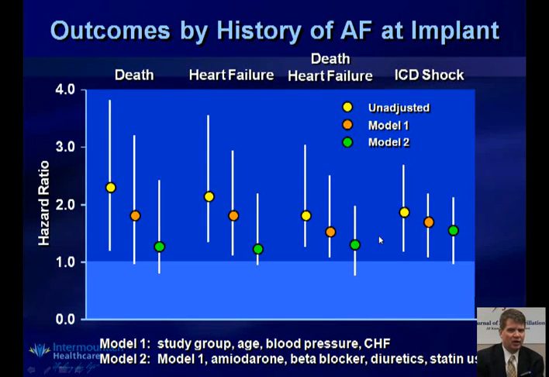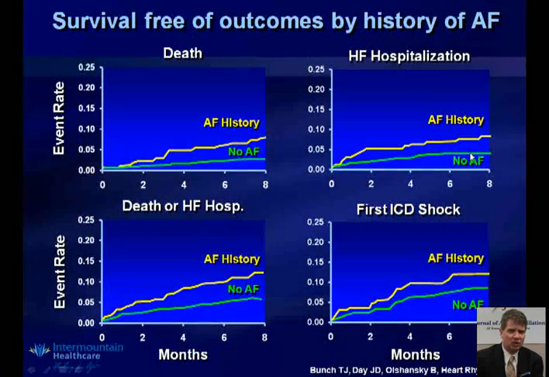And finally, we created a second model in which we added medications, both for heart failure and arrhythmia. And again, we found an increased hazard of all outcomes in patients that had atrial fibrillation. So these really show nicely that atrial fibrillation increases risk, or a history of atrial fibrillation at the time of ICD implantation is a marker of high risk.